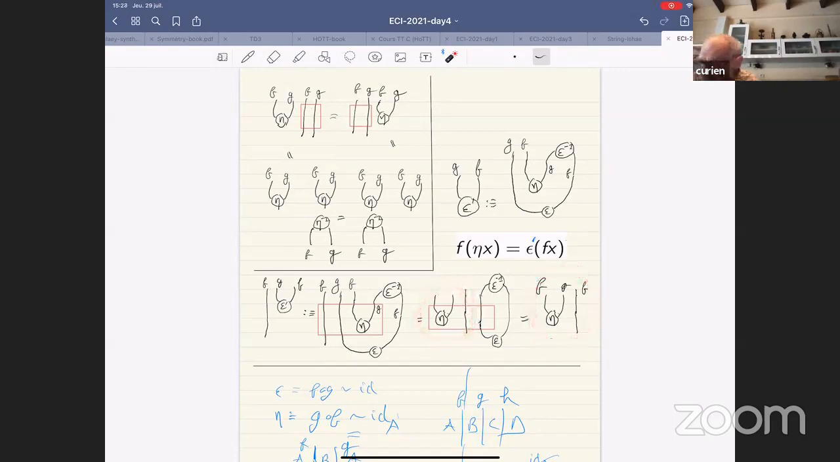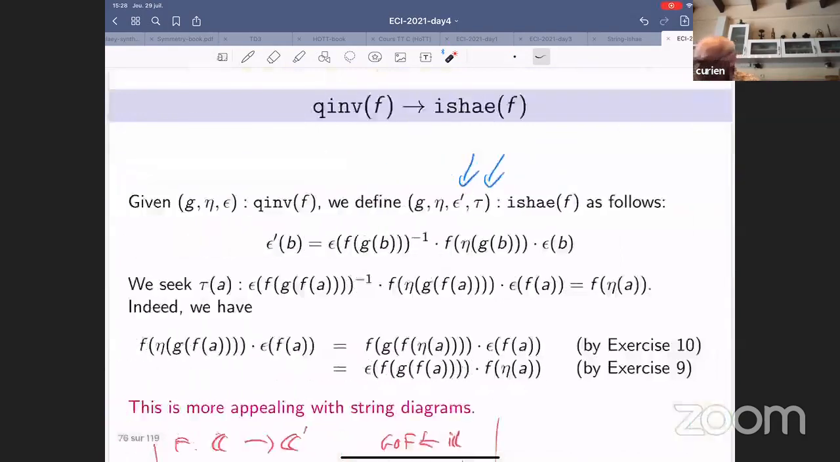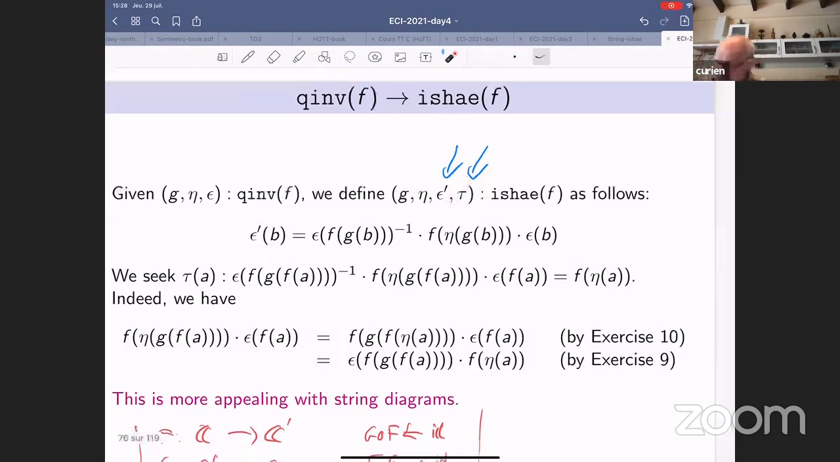And hence, you see that I have justified this equality, which means that I have synthesized tau. And this is the way to do it with string diagrams.